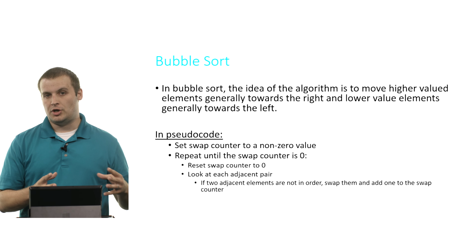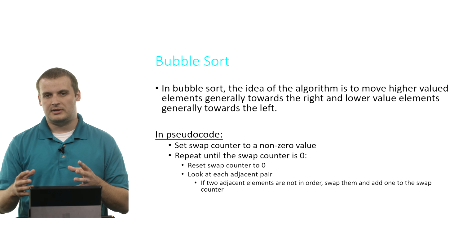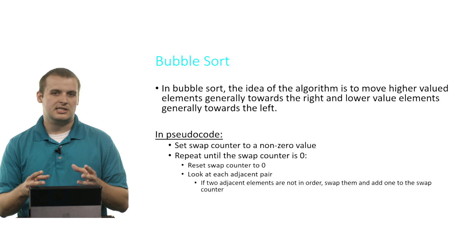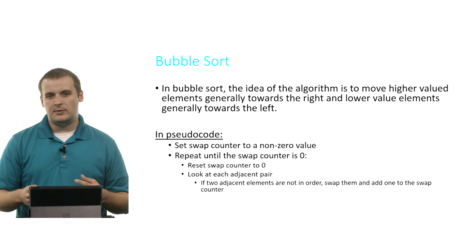All right, so bubble sort is an algorithm we can use to sort a set of elements. Let's take a look at how it works. So the basic idea behind bubble sort is this. We generally want to move higher valued elements to the right and lower valued elements to the left, as we would expect. We want the lower things to be at the beginning and the higher things to be at the end. How do we do this?